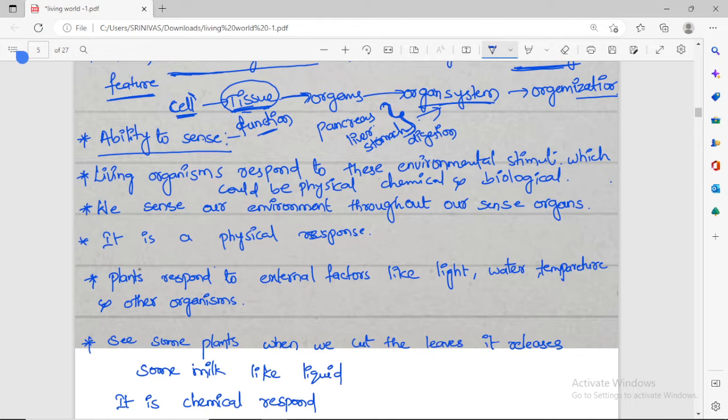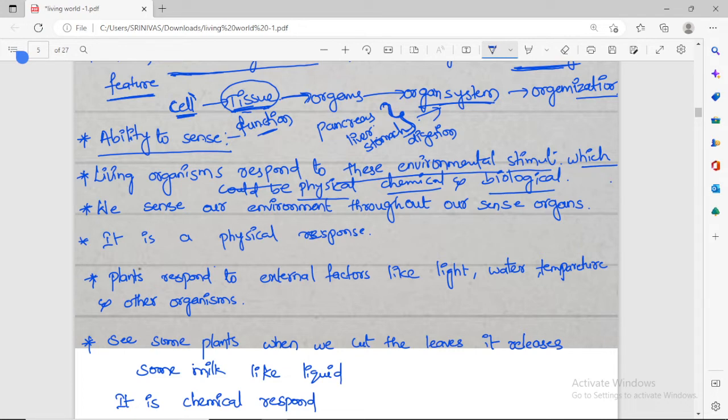And next we go for ability to sense. Ability to sense means to recognize, to understand, to respond to something, to react to something. Living organisms respond to environmental stimuli which could be physical, chemical and biological. Living organisms respond to the environment in three types: physical response, chemical response, biological response. This is called ability to sense.